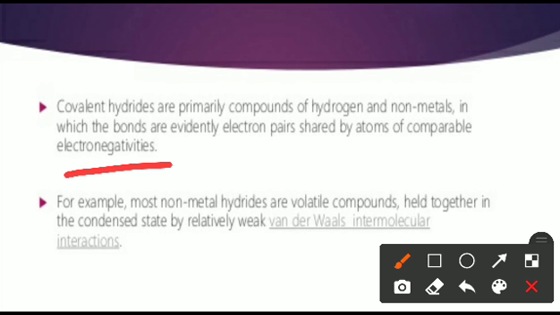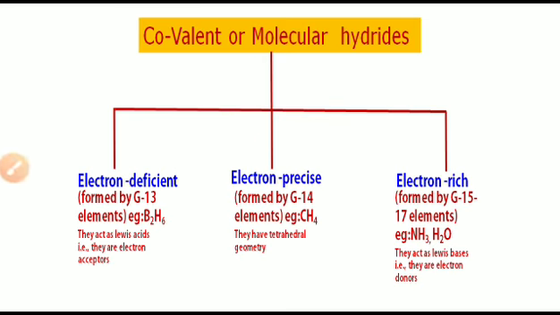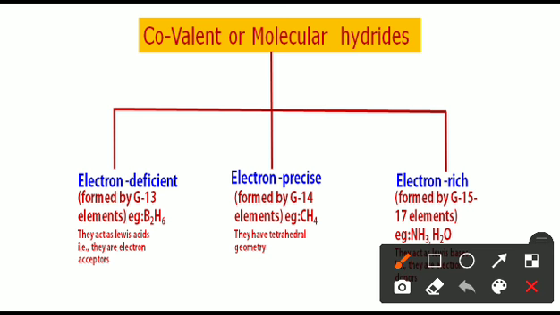For example, most non-metal hydrides are volatile compounds held together in a condensed state by relatively weak van der Waals intermolecular interactions. Okay, here the covalent hydride, also called a molecular hydride, is divided into three types. First, electron deficient hydrides. Second is electron precise, and third is the electron rich hydride.